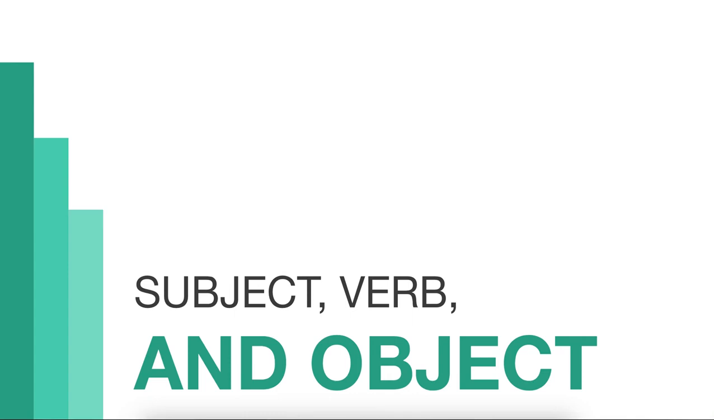Hello everyone. Today we are going to review the subject, verb, and object of a sentence. Every single sentence in the English language has a subject and a verb. It has to have those things. Objects are optional though, so we're going to talk about what a subject is, what a verb is, and what an object is. Let's get into it.